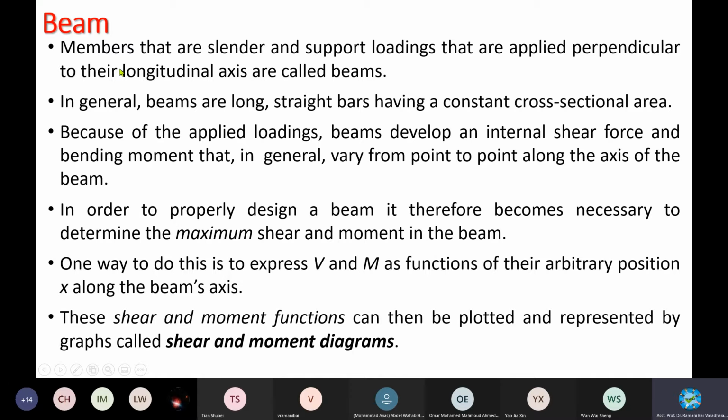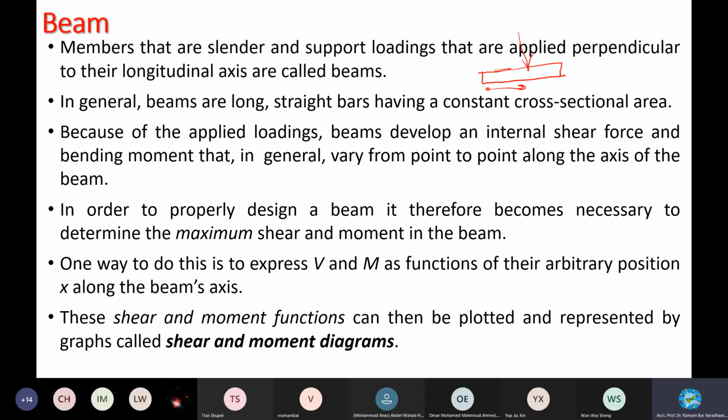Beams. What are beams? Members that are slender and support loadings that are applied perpendicular to their longitudinal axis. This is very important. The beam is longer in the x direction, number one, and the loading is perpendicular to the cross section. That is important.